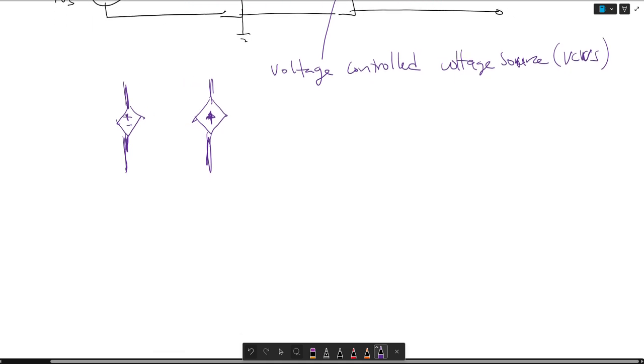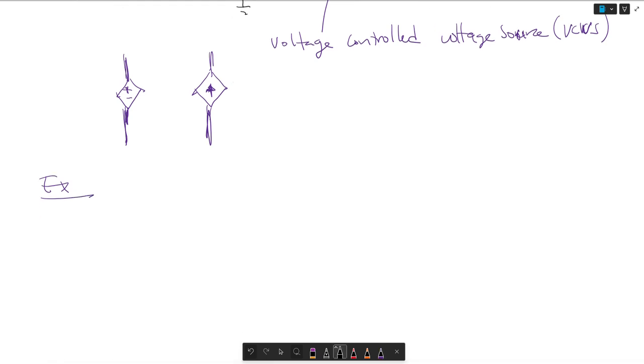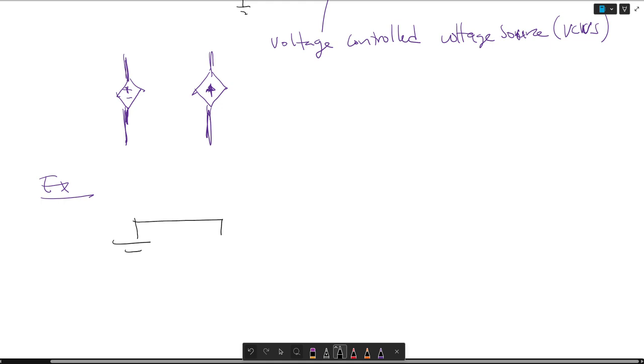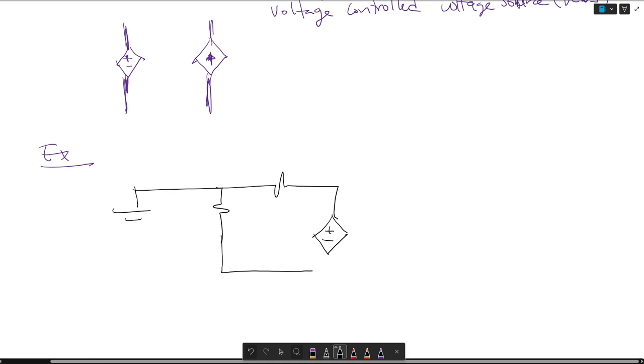And then to close out, let's do a really simple example. Imagine we have something that looks like this, where this is 10 volts, plus minus, that's a battery. This is my current flowing in here, I1. This is 2 ohms. This is 5 ohms. And the voltage V1 here is 4I1.